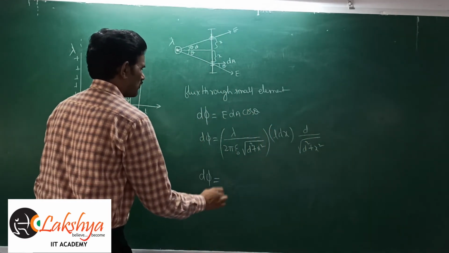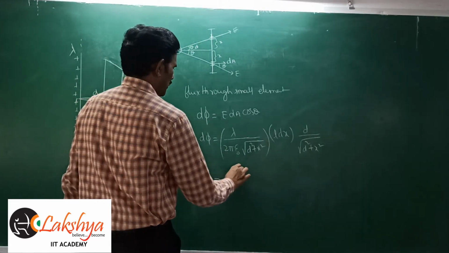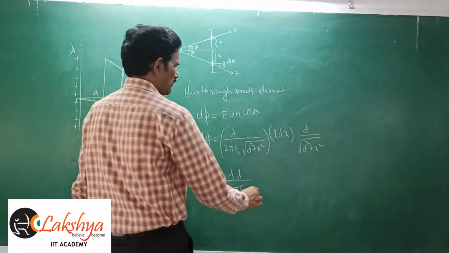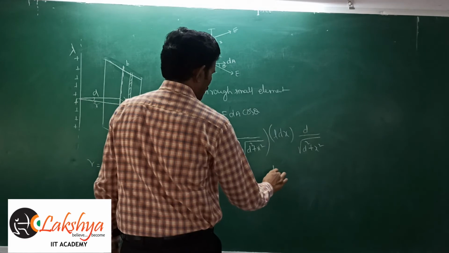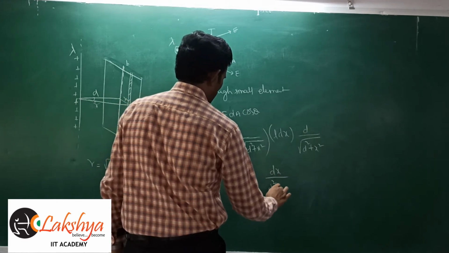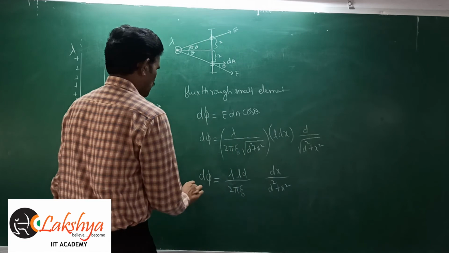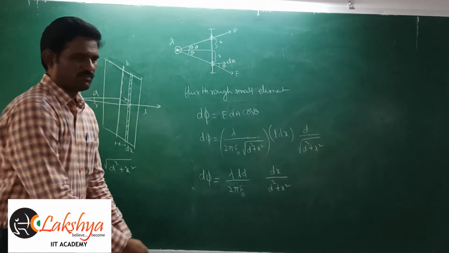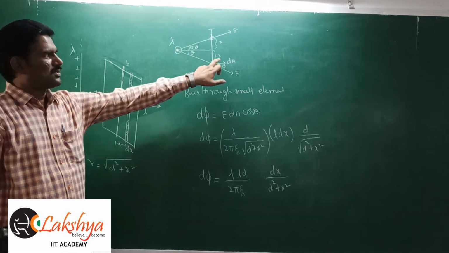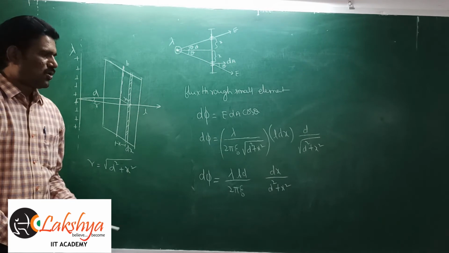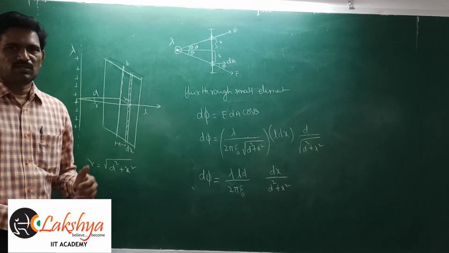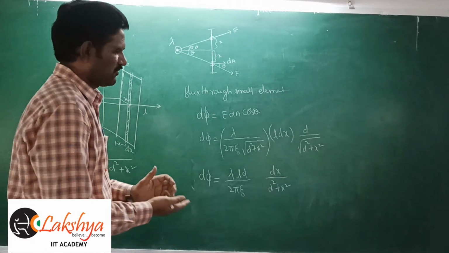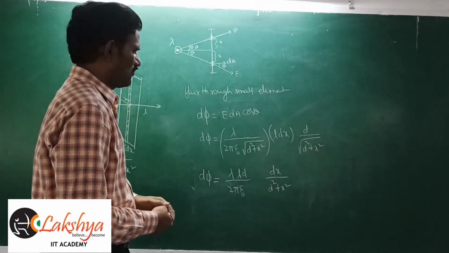Therefore, d phi is equal to lambda L by 2 pi epsilon naught, which is a constant value, into d, which is also constant, so the remaining is dx by d square plus x square. Then you get the total flux, and you can multiply with this 2 here. As I said, if you are multiplying with 2, you can take the limits from 0 to b by 2. That is your choice. So I am directly multiplying with that 2, and then the limits will be from 0 to b by 2.